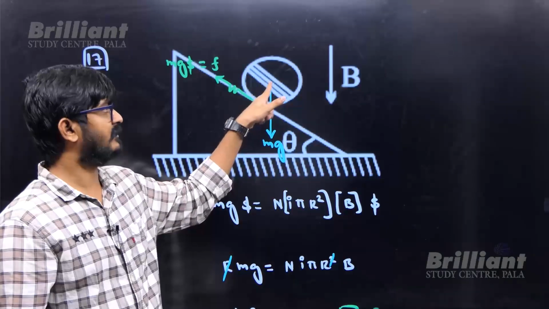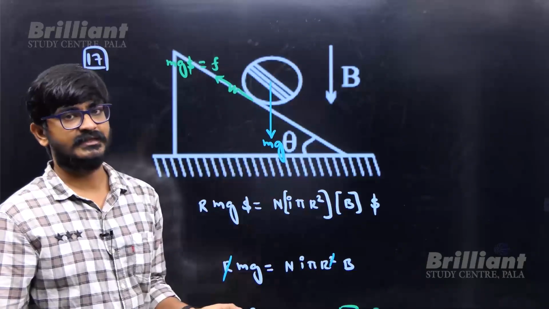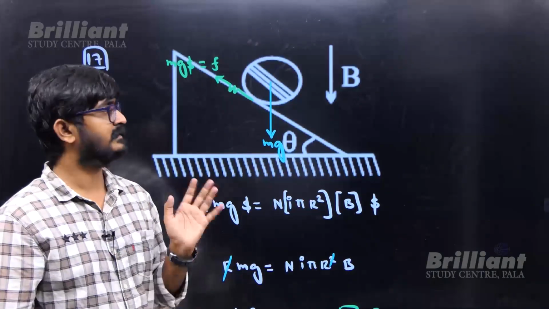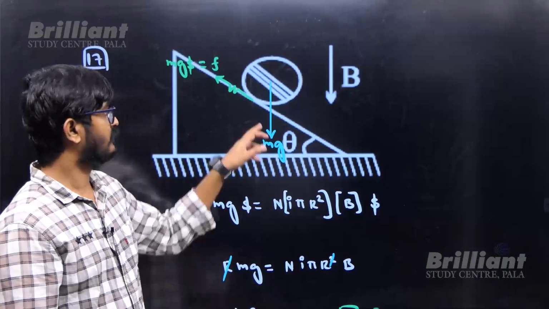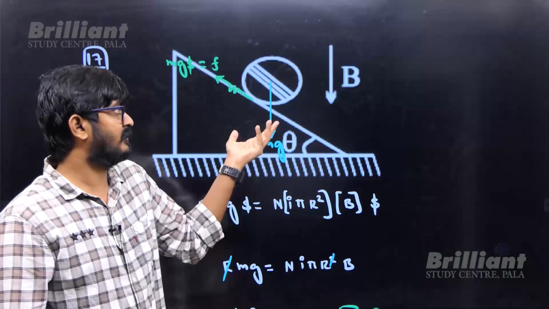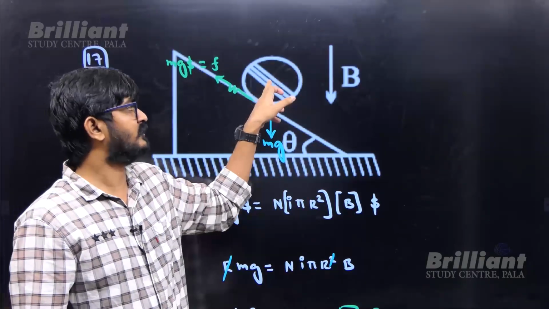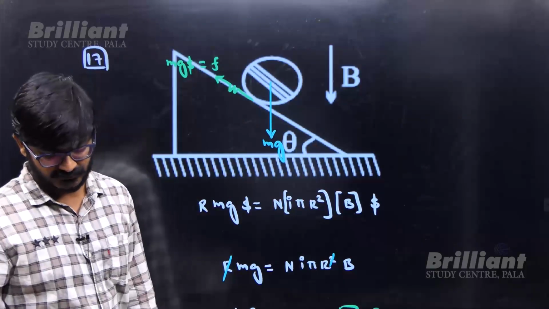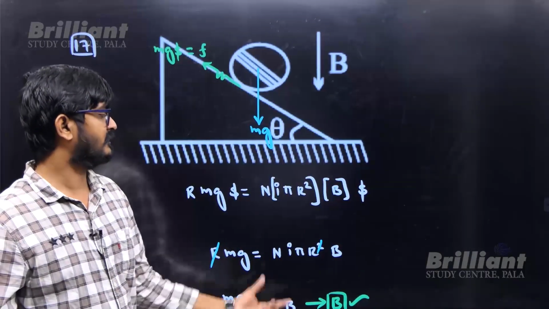Whether you calculate from here or from here or from here, it will turn out to be the same, and it will be m bar cross b bar. So if you want to calculate torque due to the magnetic field about this point, it will turn out to be m bar cross b bar. If you want to calculate torque about this point, then also it will be m bar cross b bar only. So now, m bar cross b bar is how much?